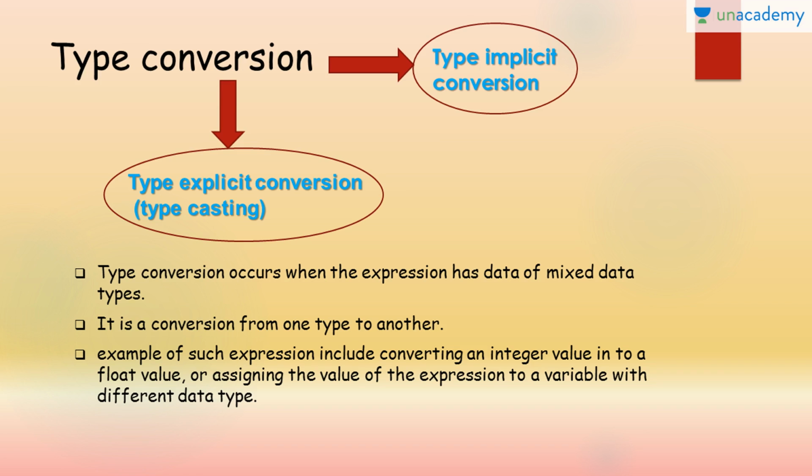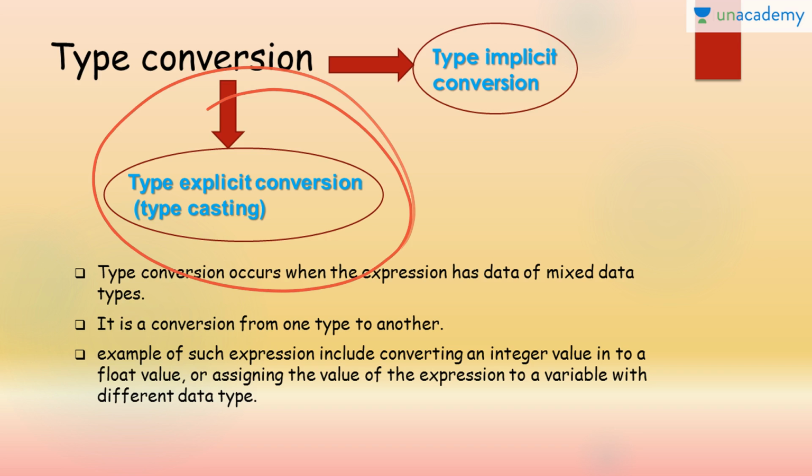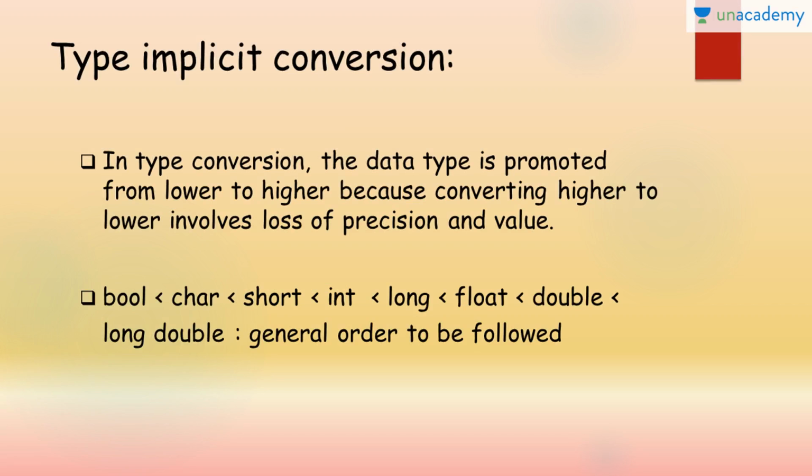For example, in an expression we may convert from integer to float, or assign a variable with one data type to another variable with a different data type. So maybe from bool to char, or int to float, or float to double, something like that. Type conversion has two types: implicit conversion and explicit conversion. Explicit conversion is also called typecasting. So we'll see implicit conversion first.